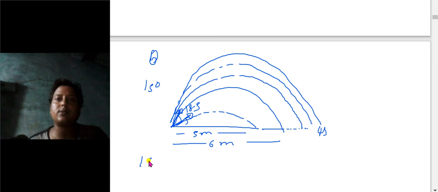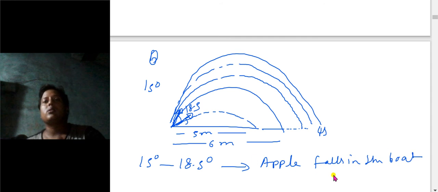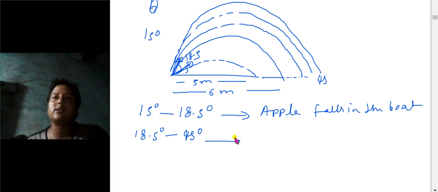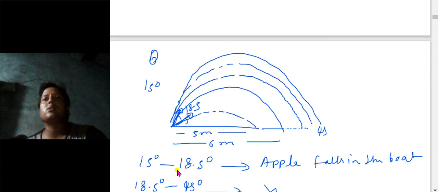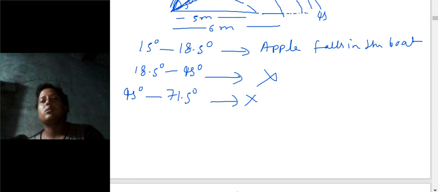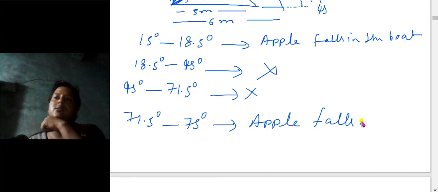So for 15 degree to 18.5 degree, the apple falls in the boat. 18.5 degree to 45 degree doesn't fall. 45 degree to 71.5 degree doesn't fall, and 71.5 to 75 degree again the apple falls in the boat.